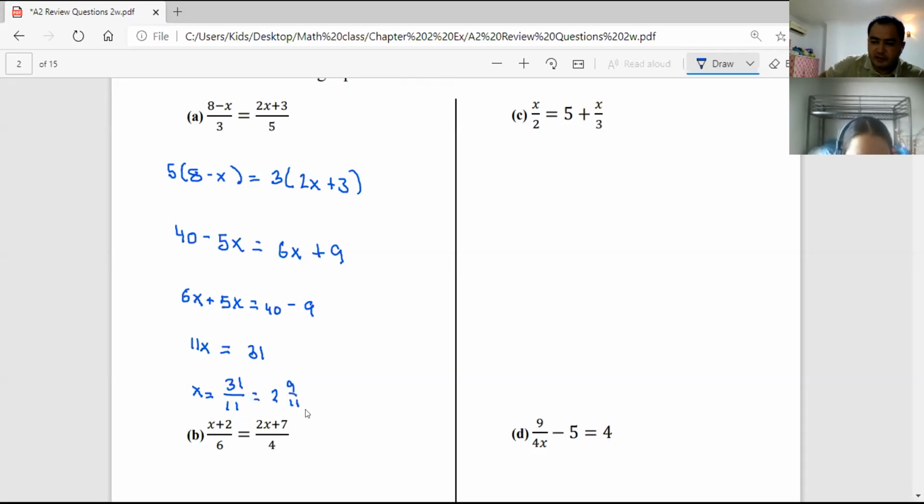Yeah, as you know, with these kinds of questions, you need to immediately count how many 11s we can have in 31. So it's not 3, so it is less than 3, it is 2. So here we have 22 plus 9 over 11. 22 over 11, it is 2. And here we have 9 over 11. Right? Okay, very good, Shahina. Continue. Next question, B. Let's save it first. X equals 2 9 over 11.